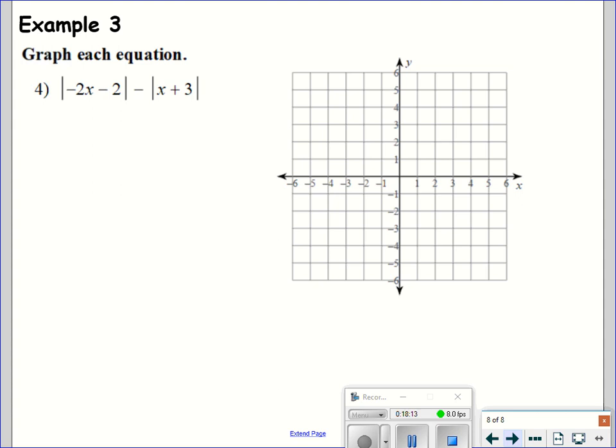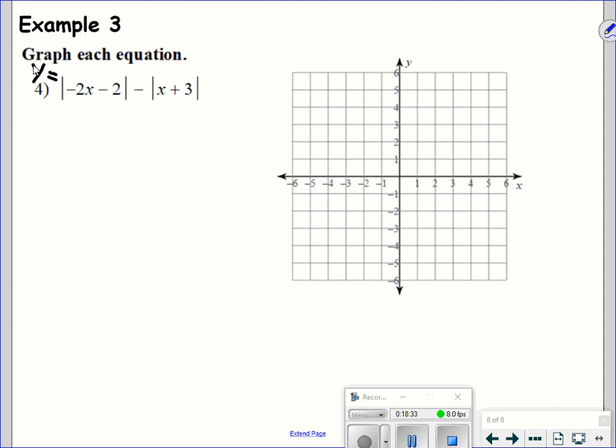And then finally, I do apologize. This should say y equals. It says graph each equation, and I don't have an equation written there. But what happens when there's more than one absolute value? What we get is a really neat looking graph. It's kind of like segmented and joined together in a weird way.